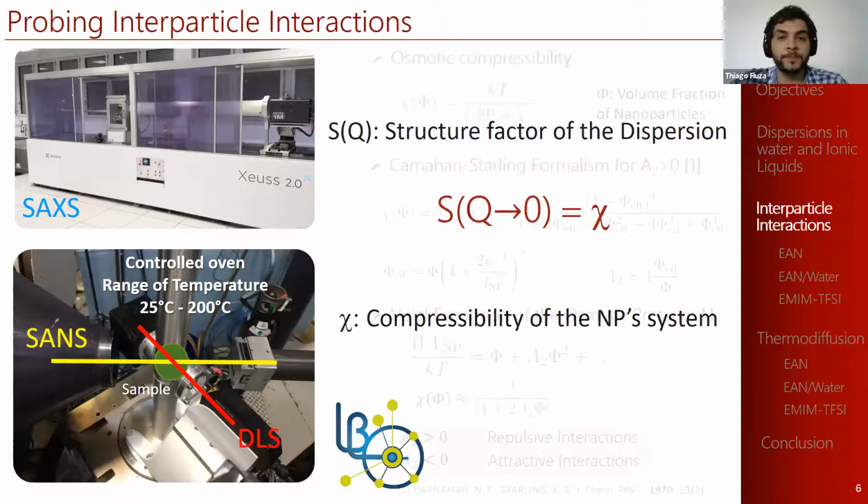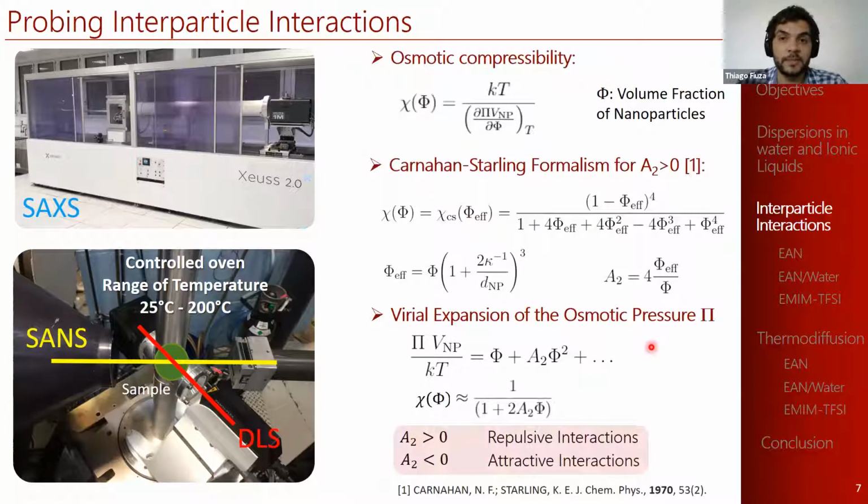Okay, so what can we do from this point on? The osmotic compressibility is a function of the osmotic pressure and the volume fraction of nanoparticles. In this sense, we can use two different approaches. The first one uses the Carnahan-Starling formalism for repulsive systems, in which we will have an effective volume fraction, which is a function of the diameter of the nanoparticle and the Debye length, and we can obtain the A2 coefficient.